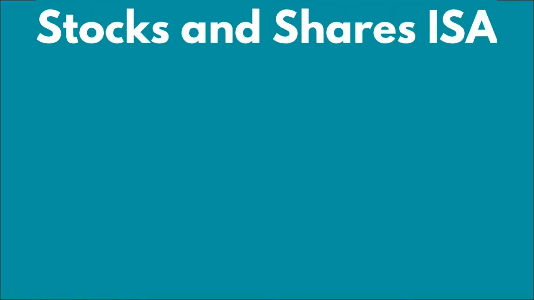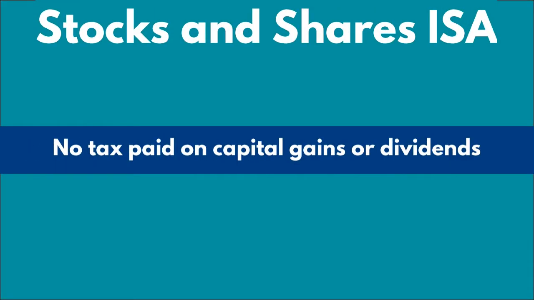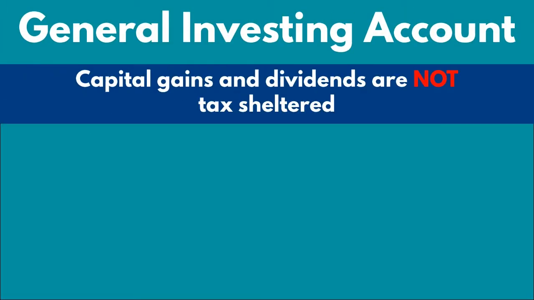First of all, it's worth mentioning that you can't take advantage of tax loss harvesting if you invest in a stocks and shares ISA. If you haven't maxed out your stocks and shares ISA contributions, then you should do this right away. Basically, if you invest in a stocks and shares ISA, you don't pay any tax on your capital gains. If your stocks and shares ISA is already maximized, then you will be investing in a general investing account, also known as a GIA. This is an investing account in which your capital gains and dividends are not tax sheltered.